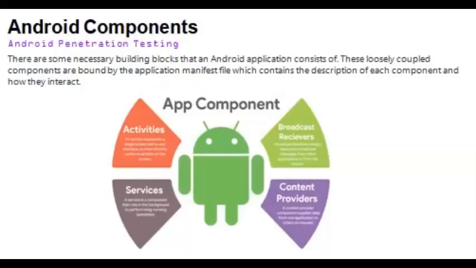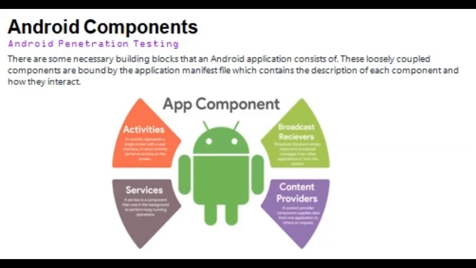Okay, so now let's discuss the Android components. These Android components are something necessary. We can tell these are like the building blocks that an Android application consists of. Every component is a loosely coupled component, which is bound by the application manifest file. This application manifest file contains the description of each component and how they interact.